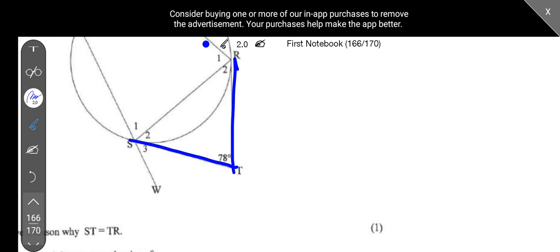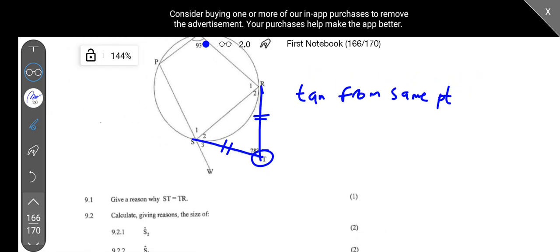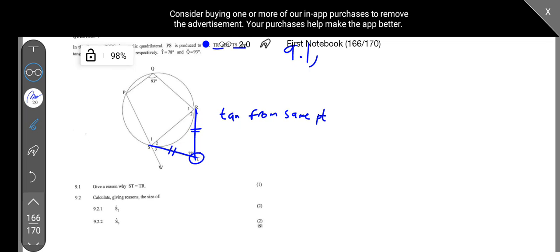Okay, so we can see that these two are tangents, right? We have been given that they are tangents in the statement, and they are coming from the same point, this point T. And in my video for tangents, I told you that when you've got two tangents which are coming from one point, those tangents are equal in length, in magnitude. Therefore, the reason will be tangent from the same point. And that will be the answer for 9.1. So we can move to the other one.